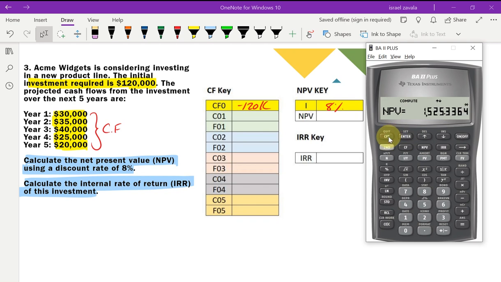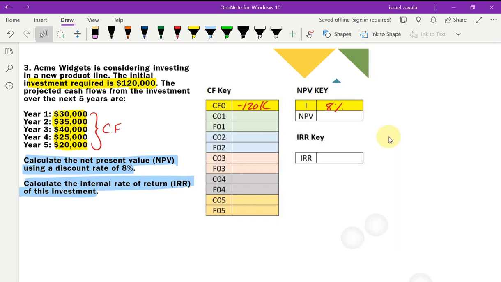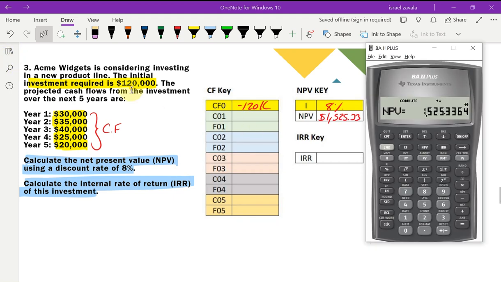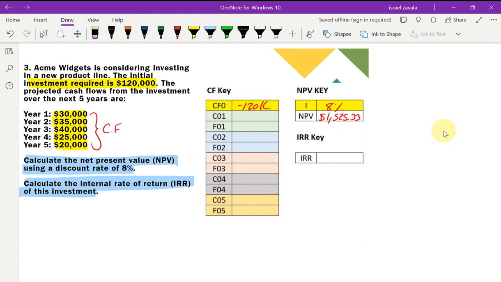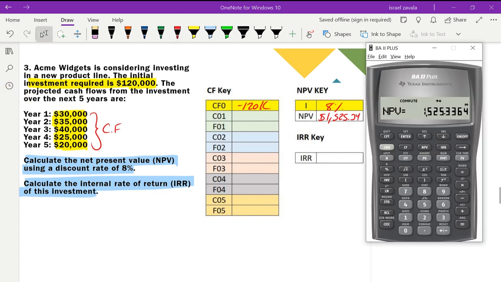So 1,525 and 33 cents. Yep. And then, oh no, 34 cents. That's a 6 at the end there. Great. Glad I caught that.